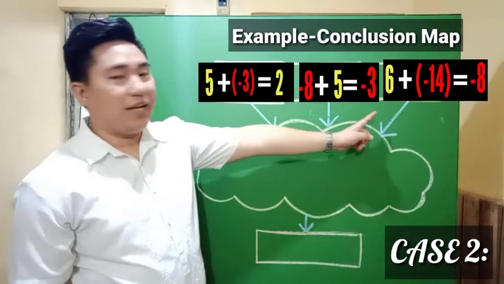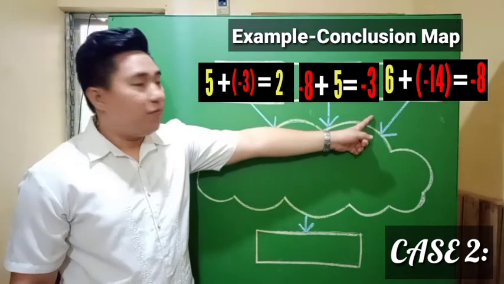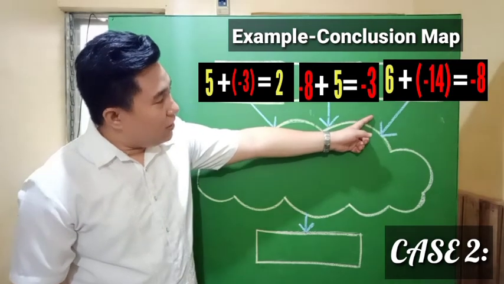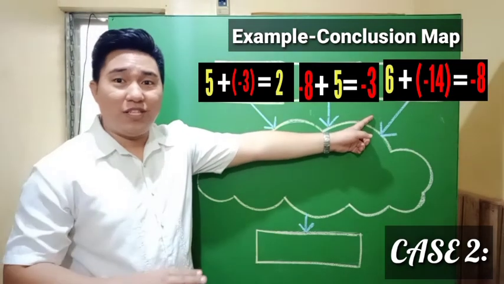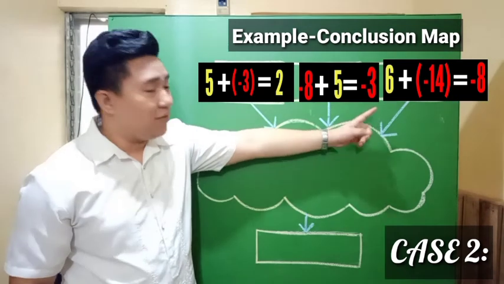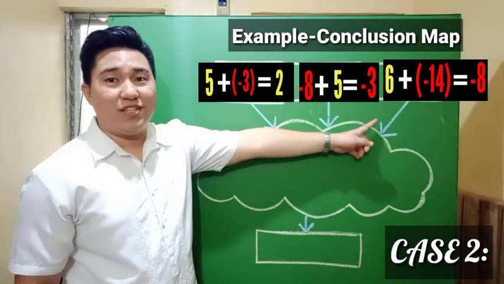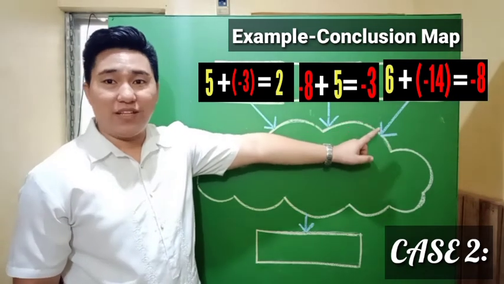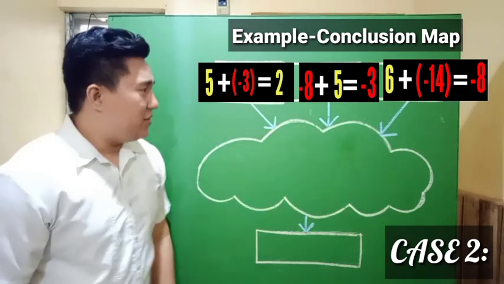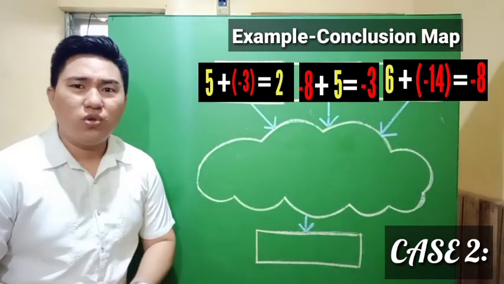Same with the third example. We have here 14 is larger than 6 in terms of its absolute value. Then the sign of 14 is negative. Then we get that sign. That's why it's negative 8. Okay? So now, let's combine all those observations.